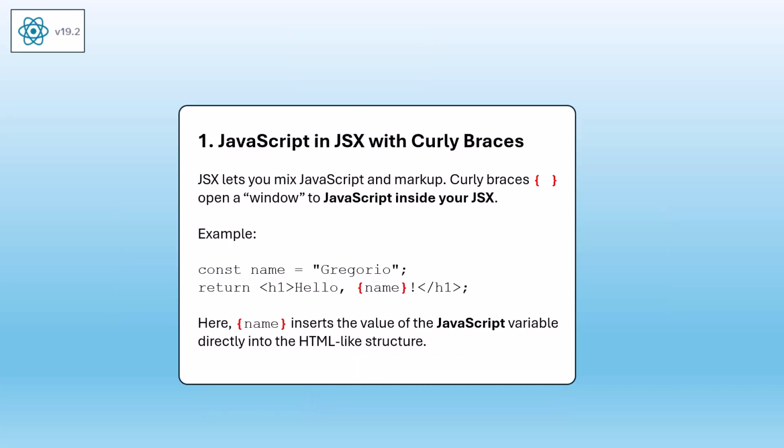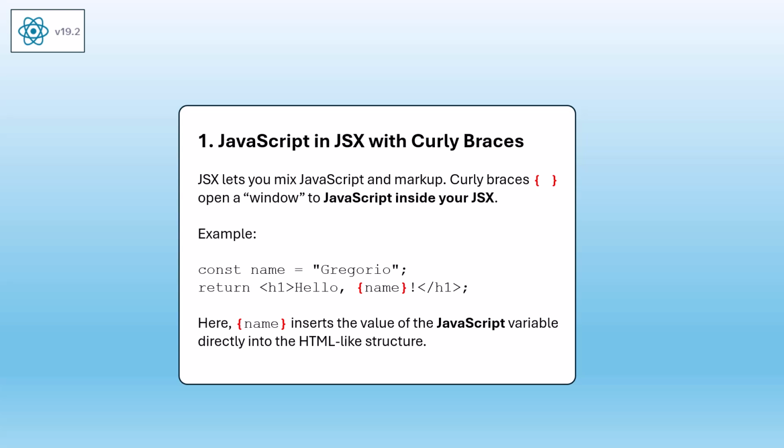1. JavaScript in JSX with curly braces. JSX allows us to mix JavaScript and HTML-like markup within the same file, keeping both logic and layout together. But real interfaces often need to display dynamic content, not just fixed text. That's where curly braces come in. Curly braces open a window from JSX into the JavaScript world. Anything inside them will be treated as JavaScript, whether it's a variable, a function call, or a more complex expression.